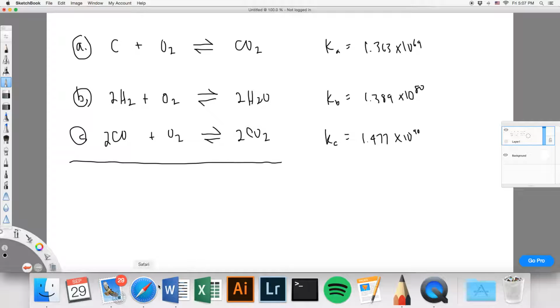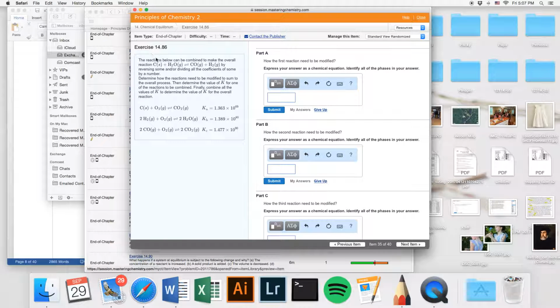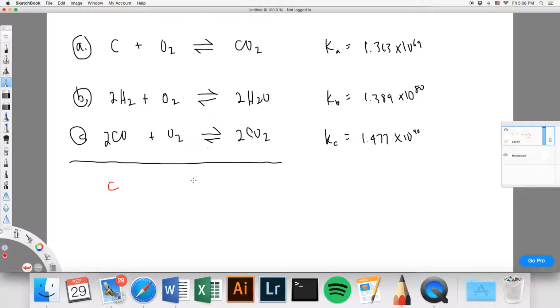This is all from the question stem. And the overall reaction was C plus water gives carbon monoxide plus hydrogen. Okay? And so it looks like we're going to combine these things together to give the equilibrium constant for this reaction.